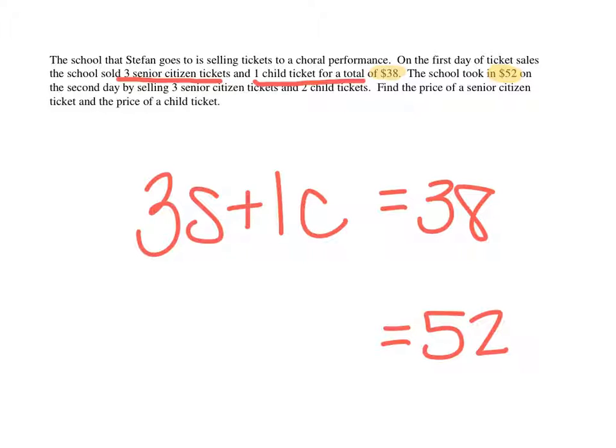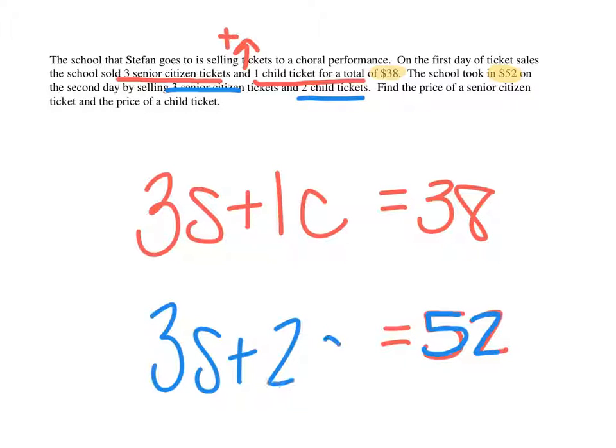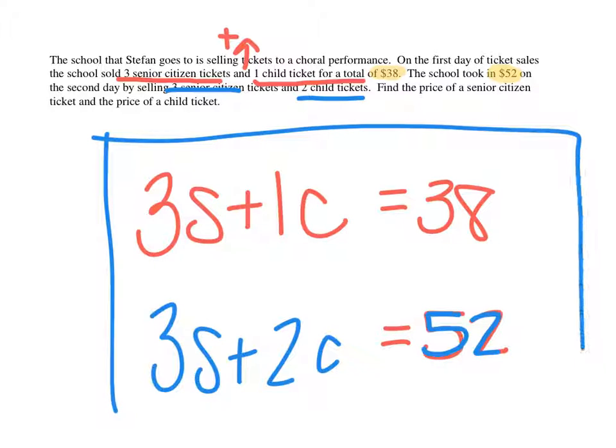When we see the word and in math, remember that means that we're typically adding. So then for the $52, I'm going to change this to blue so we can see the colors. The school took in $52 on the second day by selling 3 senior citizen tickets and 2 child tickets. So that means that 3S plus 2C equals 52. So this would be our system of equations.